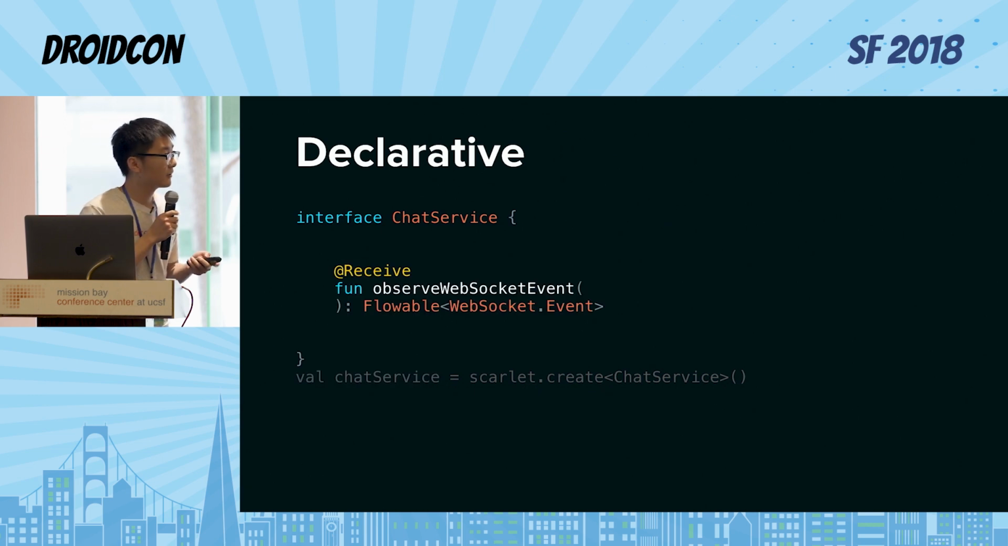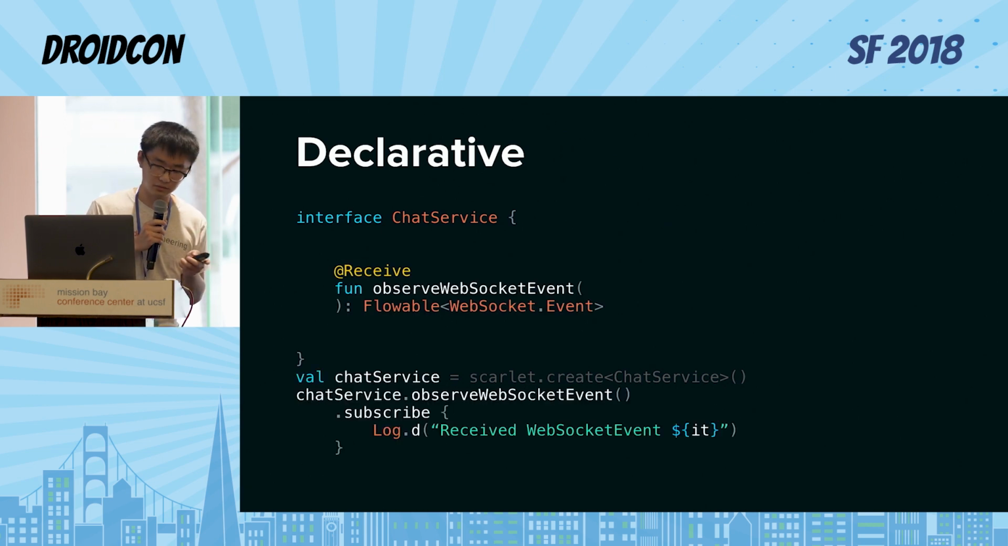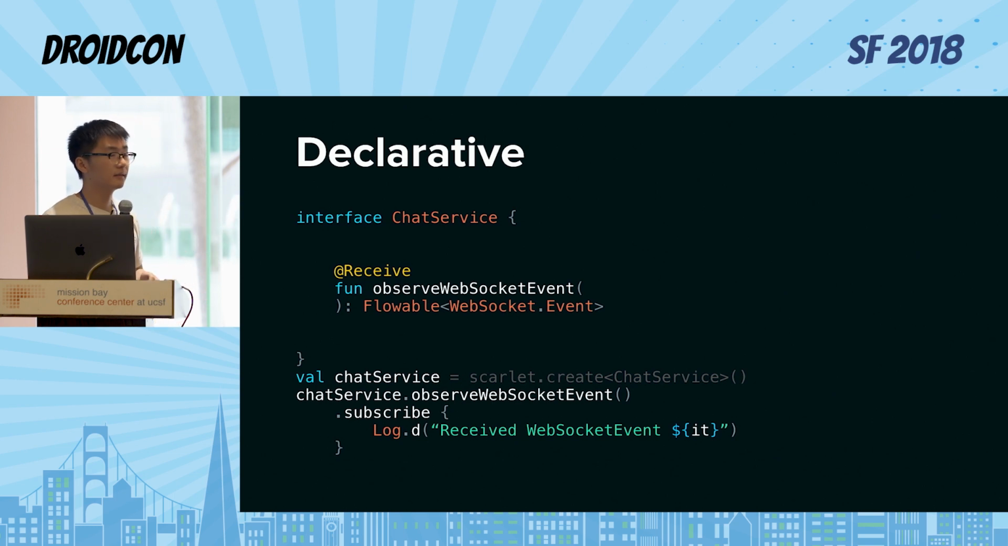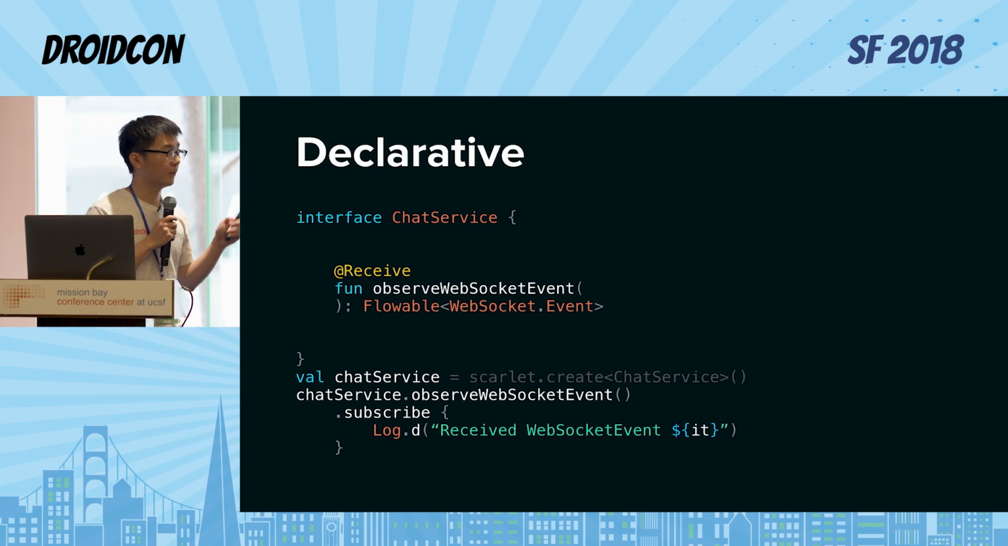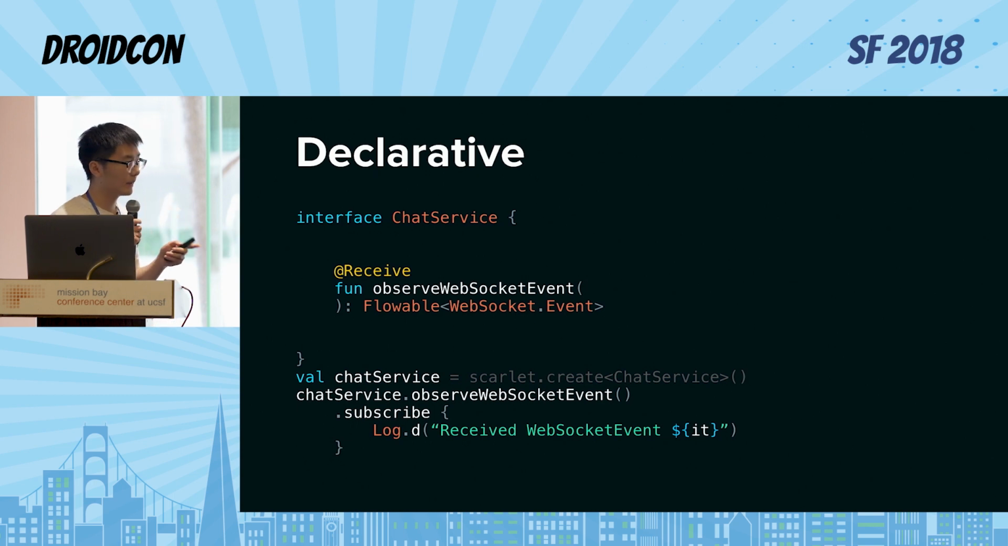To observe connection state, however, you would need to declare a method with the receive annotation, and the return type will be a flowable of WebSocket event. After you created an implementation of this interface, you can subscribe to the connection state and log them.